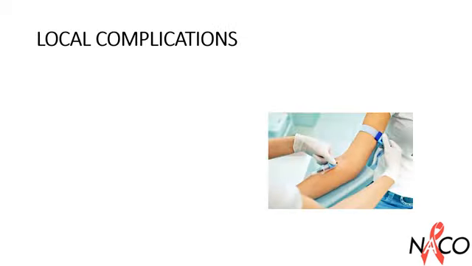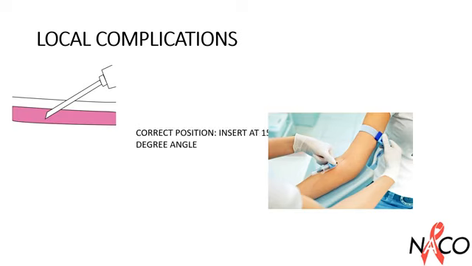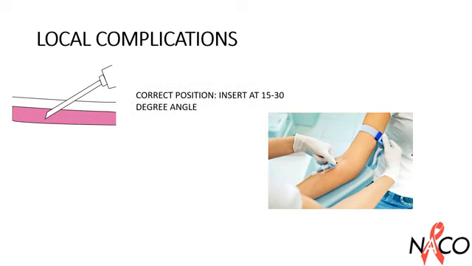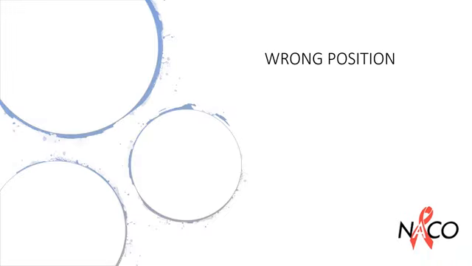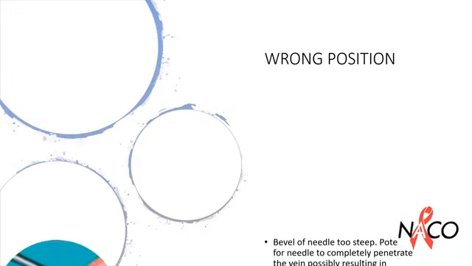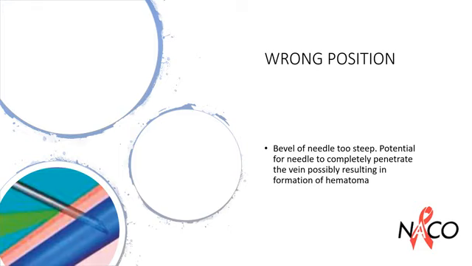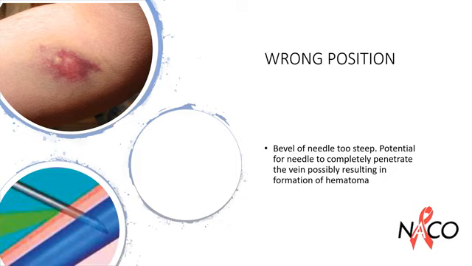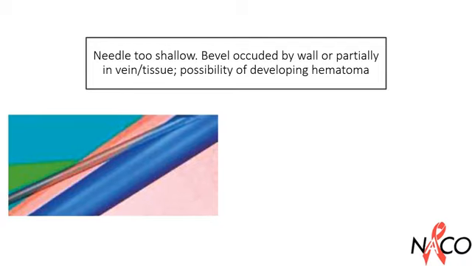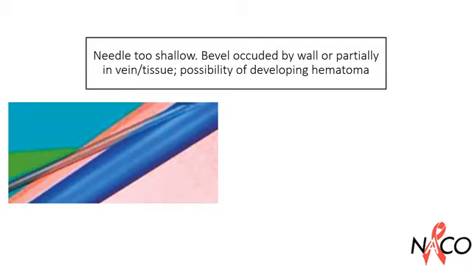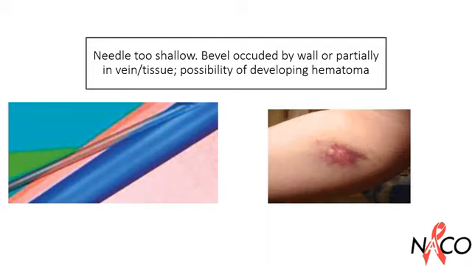Ideally, the bevel of the needle should be fully inserted at a 15 to 30-degree angle. If the bevel of the needle is too steep, there is potential for the needle to completely penetrate the vein, possibly resulting in the formation of a hematoma. If the angle is too shallow, the bevel can get occluded by the wall or be partially in the vein or the tissue. That also can lead to the possibility of developing a hematoma.